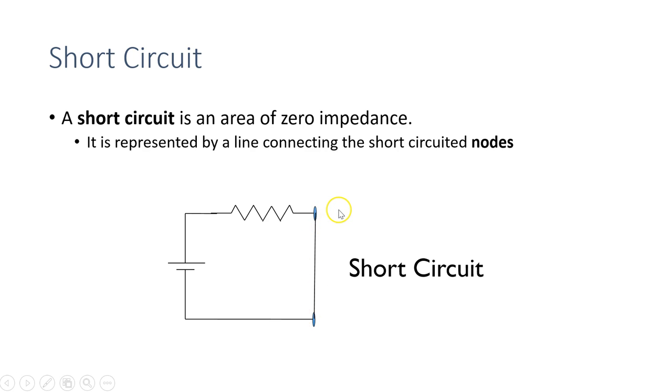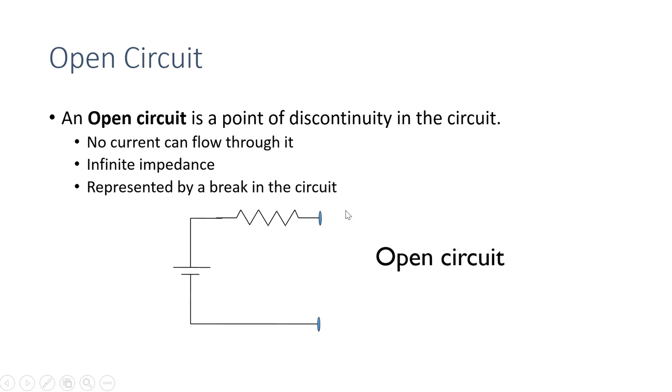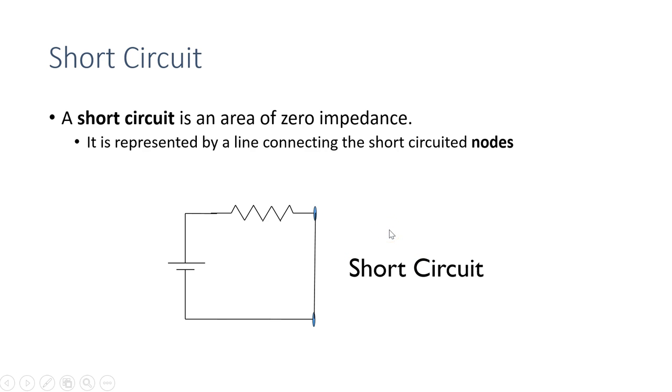So if we look at the open circuit going back, between these 2 points we have no current flowing for the open circuit, whereas for the short circuit, between these 2 points we have no voltage, 0 volts. It's essentially the same point. And we represent the short circuit by just simply connecting the 2 nodes together.